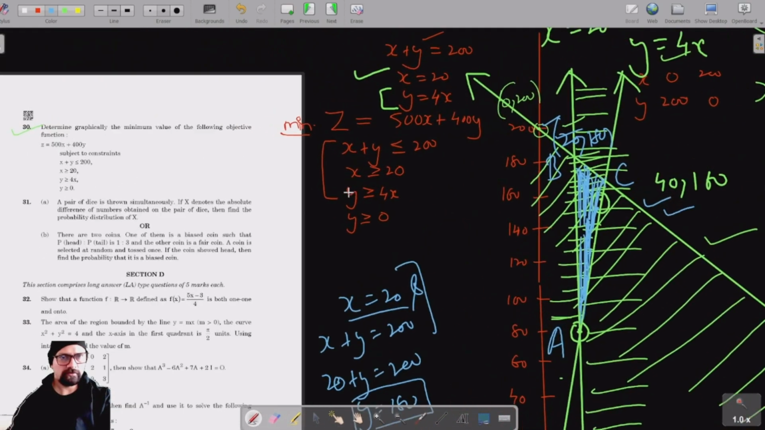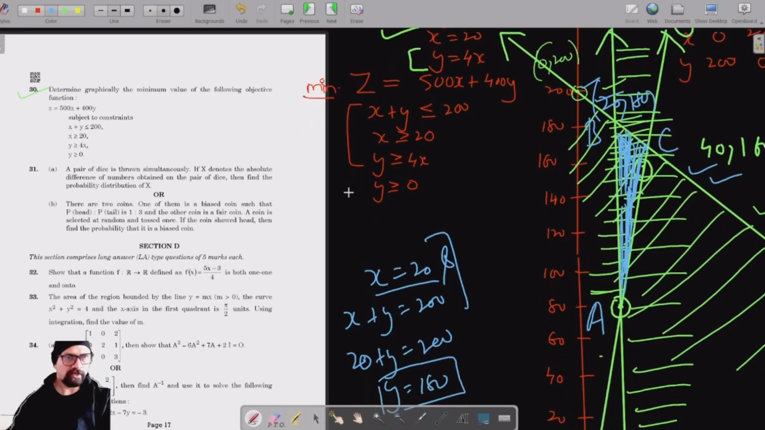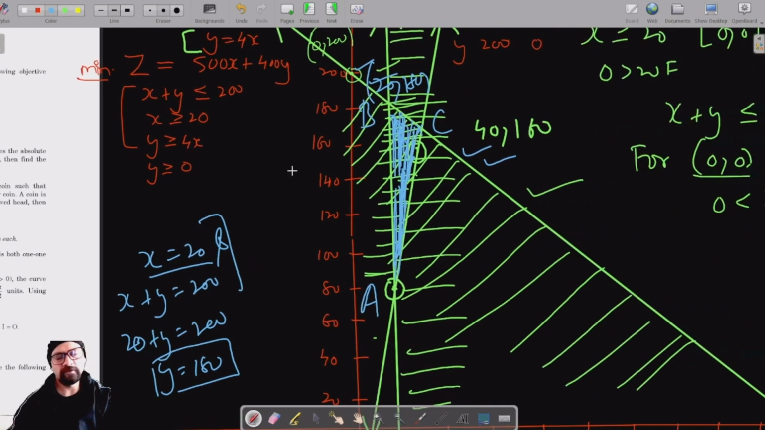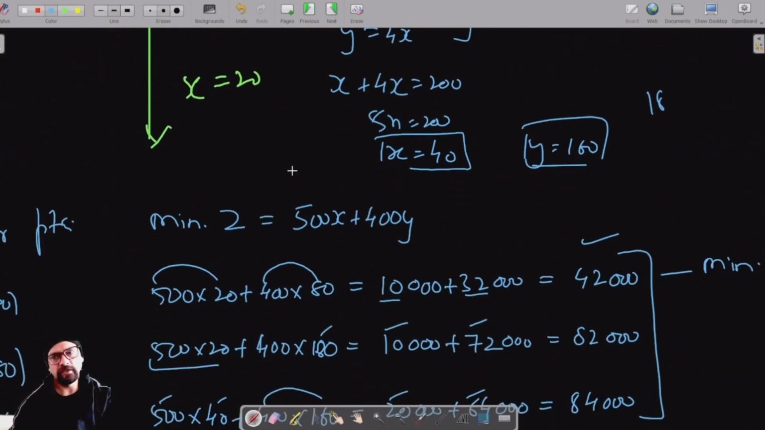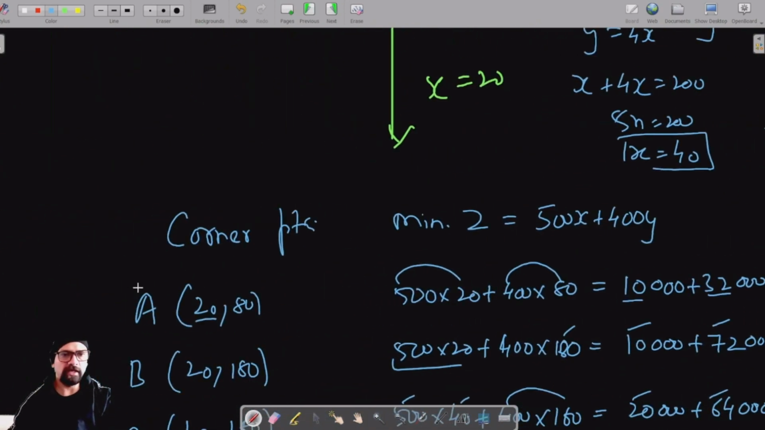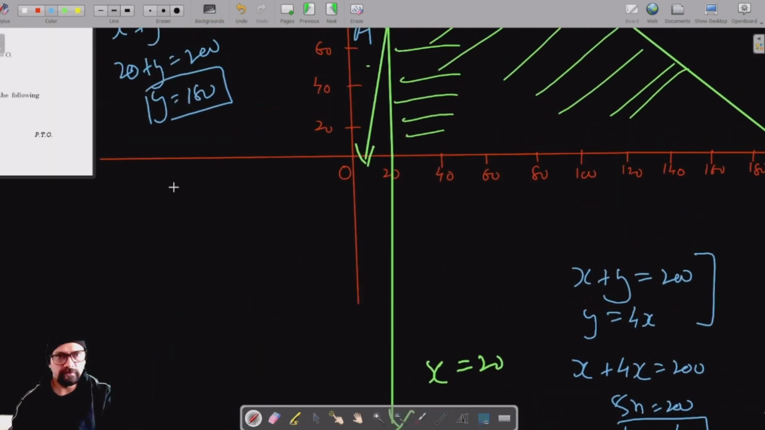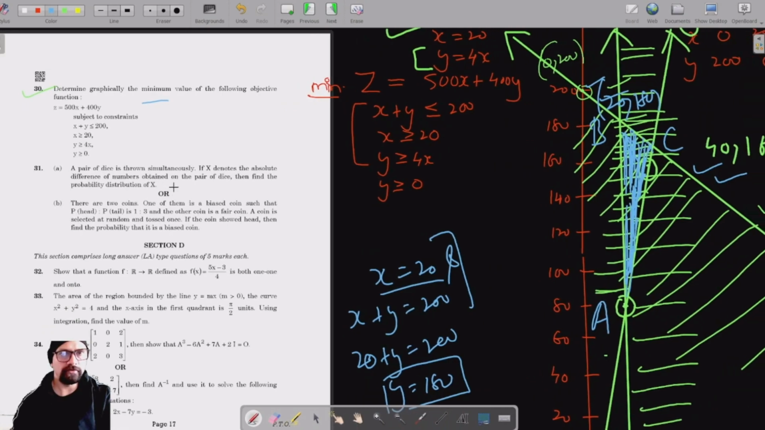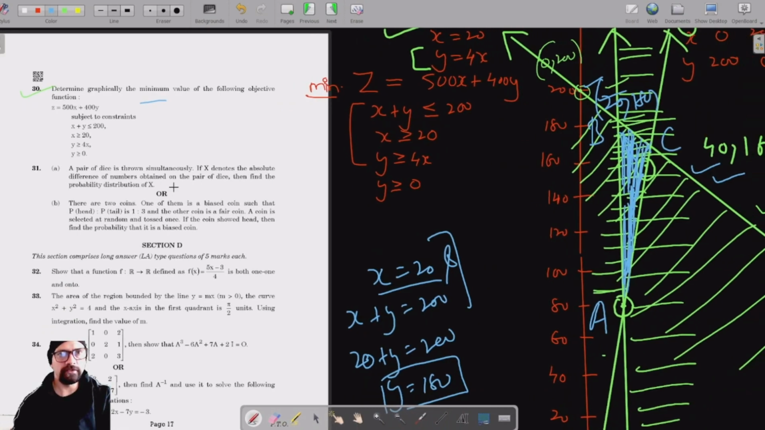That's what was asked in the question, and we have to find the minimum value. So minimum value is 42,000, which is at the corner point 20, 80. And this solves our question number 30. Let's move on to question number 31.